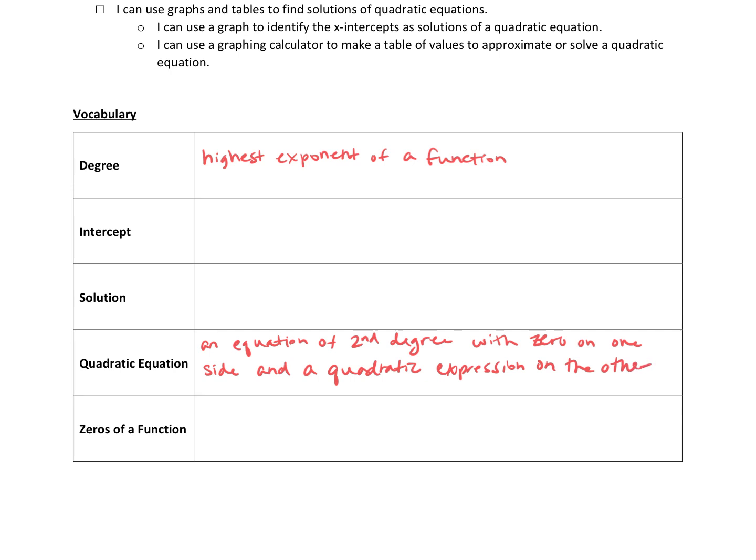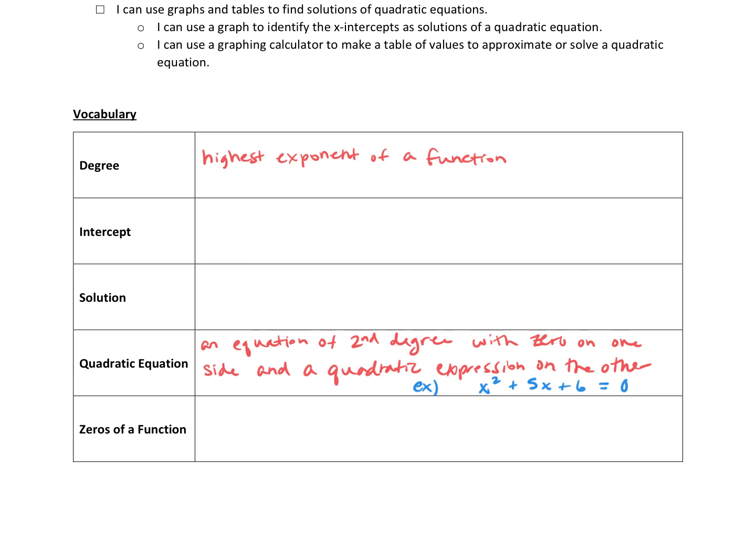So for example, maybe we could have x squared plus 5x plus 6. There's the quadratic expression. Let's just show this as an example. And then on the other side of your equation would be a 0. So that is a quadratic equation.